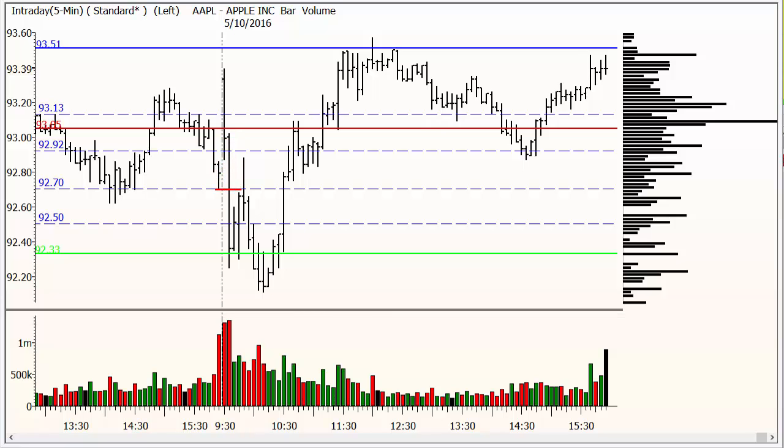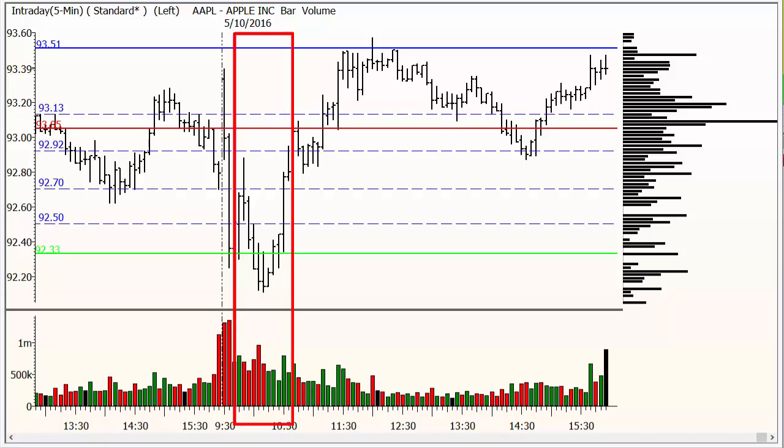And you don't have another entry opportunity until you get up here. Right, so once we get this push up above this line that comes back down through, we've got an opportunity for a 92.70 entry, and then in that case we capture the move down to 92.50. First hour is when these are going to be the most reliable.